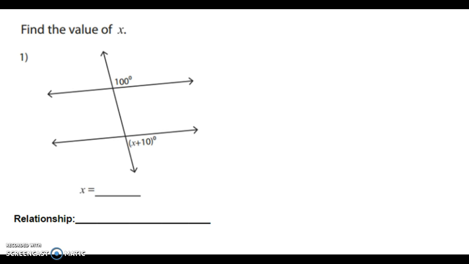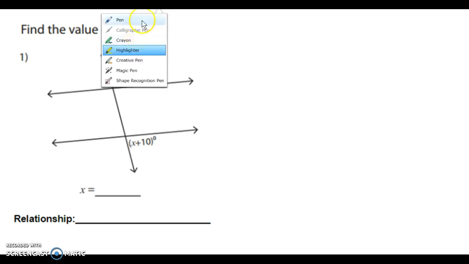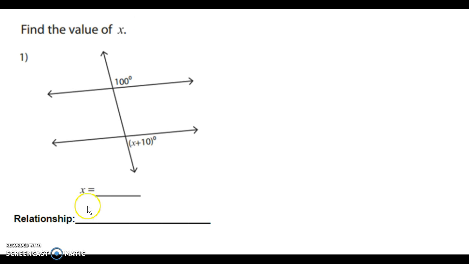So for the sheet in front of you, here's example number 1. And the directions at the top say to first identify the angle relationship and then solve for x. So looking here at example 1, I'm trying to determine what is the relationship between the two angles. And I see that we are dealing with same side. They are on the same side of the line, and they are exterior. So I'm going to write same side exterior.